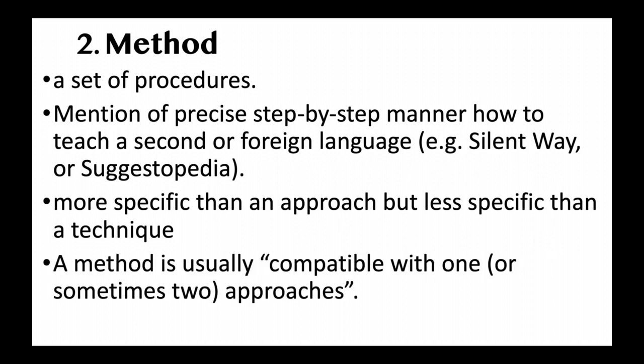And when it comes to method, usually they are more compatible with either one or sometimes two approaches. So a method might be coming from the point of view of either one approach, as we have seen before what an approach is, or two different approaches that have the same or similar procedures, or the method is going to be informed by either one of the approaches or two approaches that make up that method.